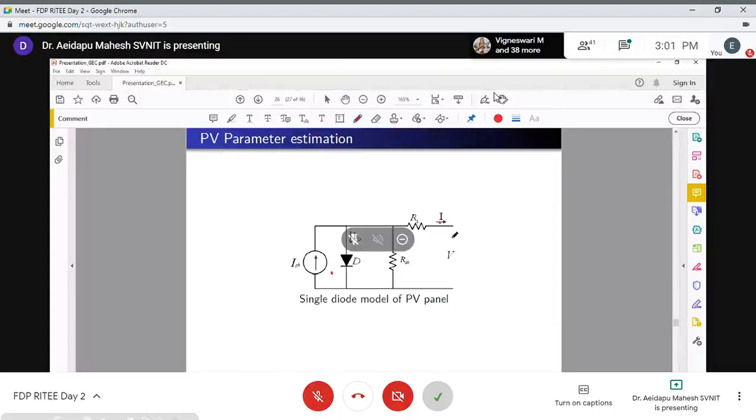But whenever you purchase a PV panel, the parameters corresponding to VOC, ISC, IMPP, VMPP will be given to you. But the values of RS, RSH, and the diode ideality constant will not be given to you. You are supposed to estimate the parameters to get an accurate mathematical model of the PV panel.